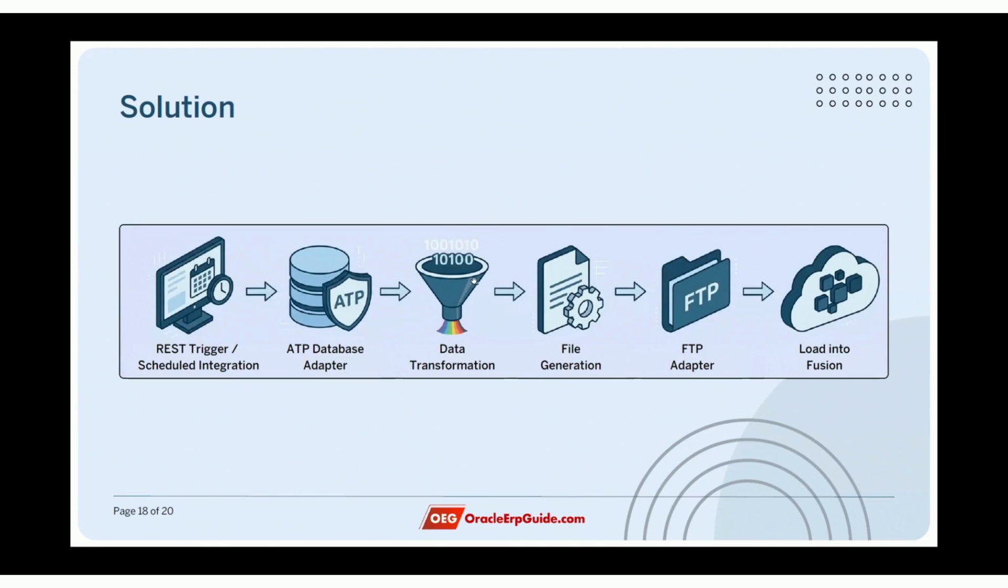Then we will do the transformation. We will prepare the file, and that file we can upload to the FTP server, and then same thing, we will create or load it into Fusion, so that the same record can be created in Fusion also. So that is how the whole flow will be happening. The data integration will start from here, and internally it is doing all these activities, so that at the end we will be able to see the records in our Fusion environment.